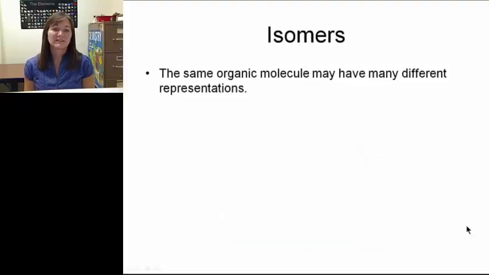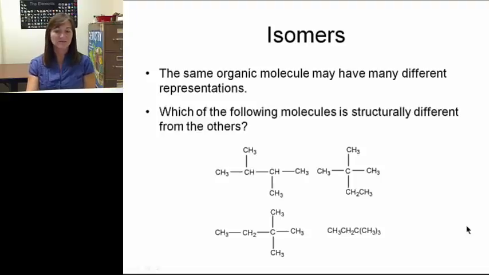Isomers. The definition of an isomer: they're the same organic molecule, but they have different representations. So, for example, which of these following molecules is structurally different from the others? Three of these molecules are the exact same molecule, just bent around differently, and 1 of them is different. So pause the video and see if you can figure it out.